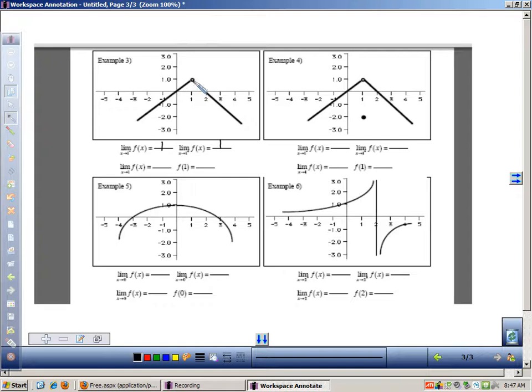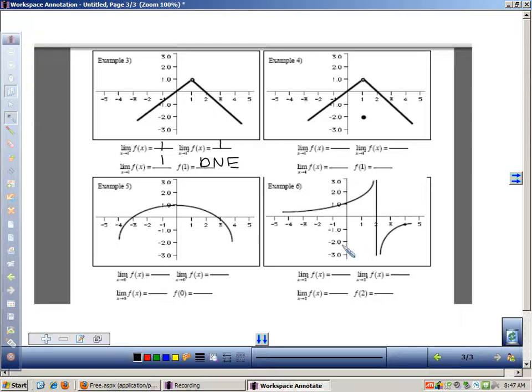It's undefined or does not exist because we have an open dot. So our function does not exist at 1 because we have an open dot there. But what's our limit? 1. Our limit's 1 because it's the same coming from the left and the right.